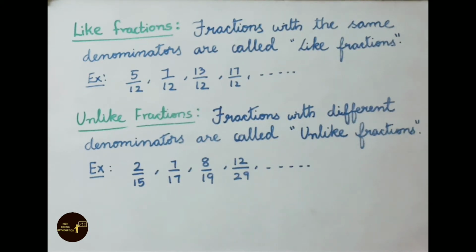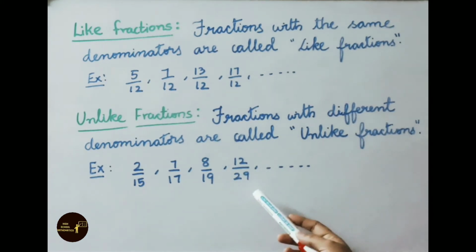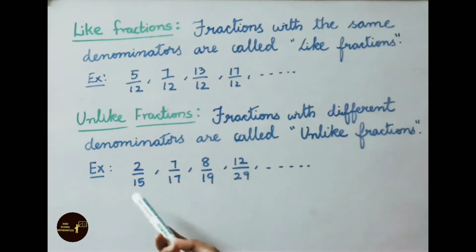Now let us see the definition for unlike fractions. Fractions with different denominators are called unlike fractions. Let us see the example. 2 by 15, 7 by 17, 8 by 19, 12 by 29, and so on. Here all the denominators are different.